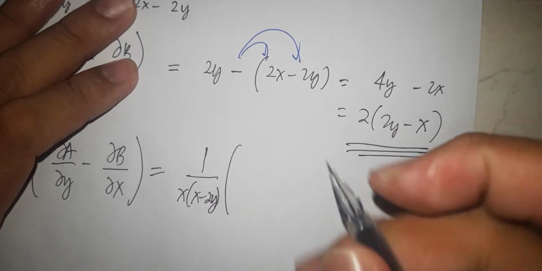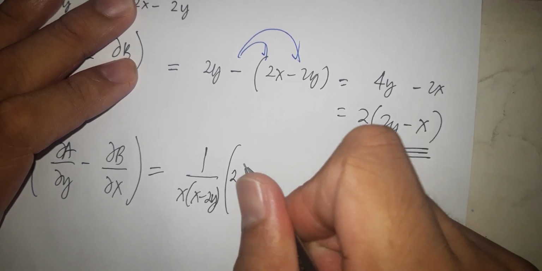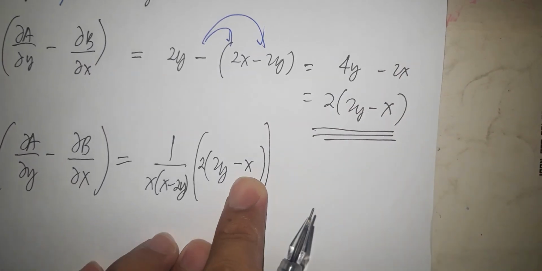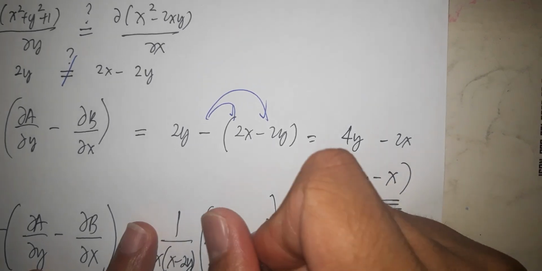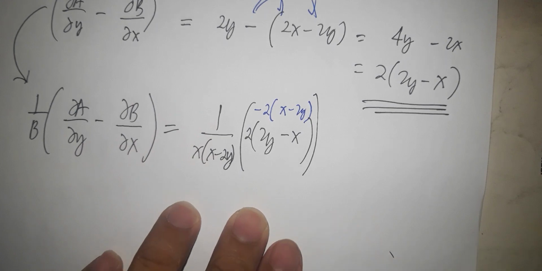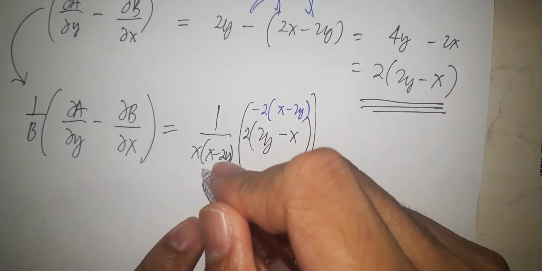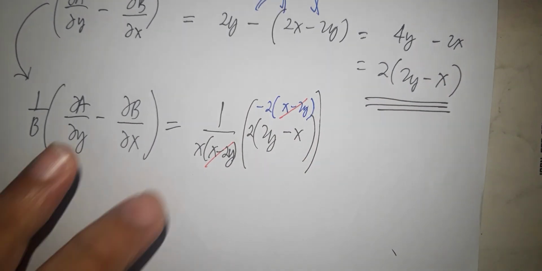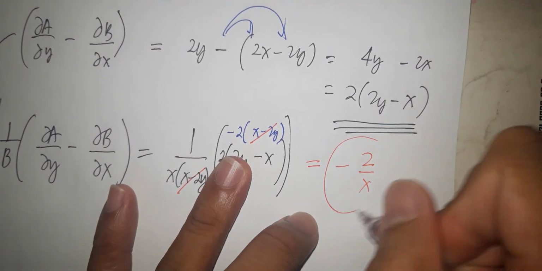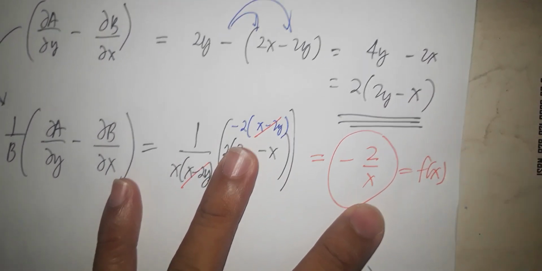Multiplied by 2 times 2y minus x. Or we can factor out the negative here, so magiging siyang negative 2 times the quantity x minus 2y, which cancels out to this denominator. So, anong magiging sagot dyan? That's negative 2 over x, which is purely a function of x.